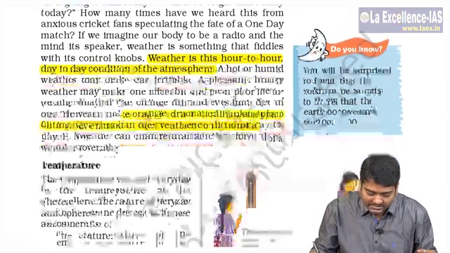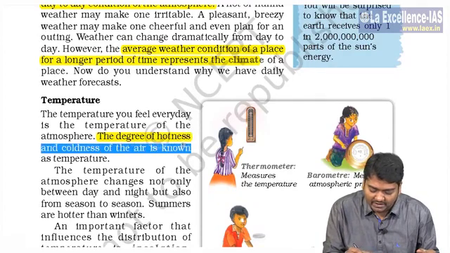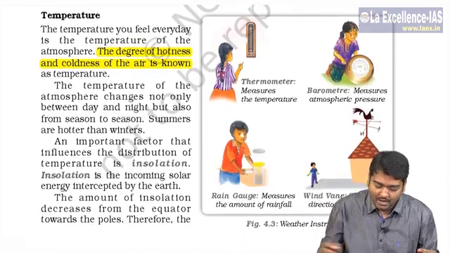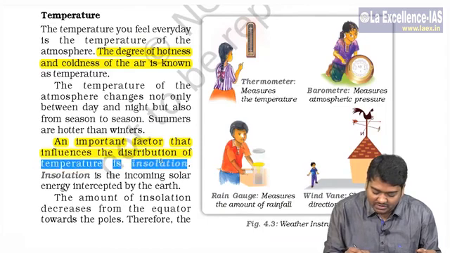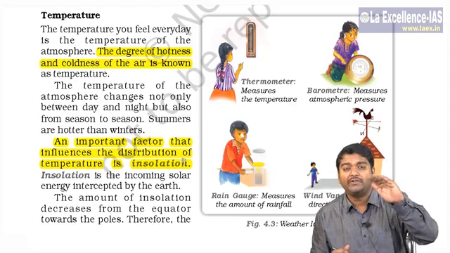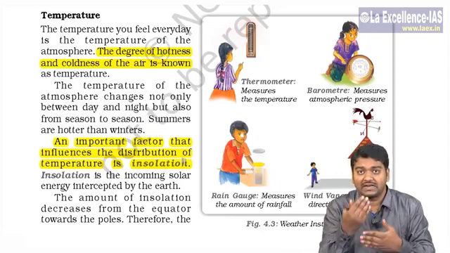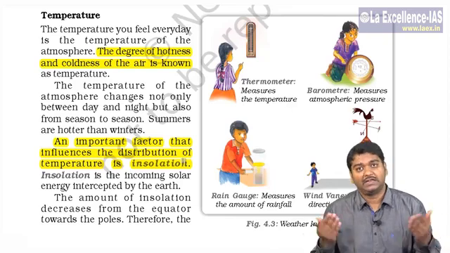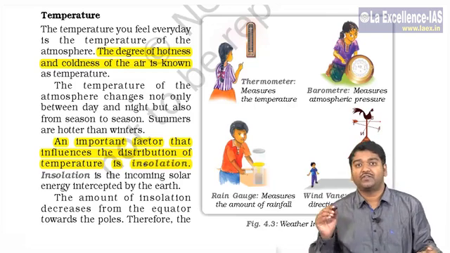Then, what is temperature? The degree of hotness or coolness of the air is called temperature. And what depends? An important factor that influences the distribution of temperature is insolation. That is, wherever the sun's rays fall more, will the temperature be more or less? It will be obviously more. Wherever sun's rays are less, will the temperature be more or less? It will be obviously less. So temperature depends upon insolation of the sun's rays.